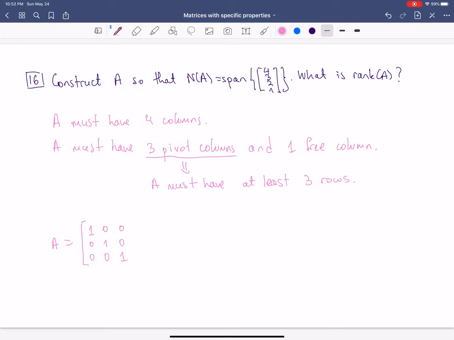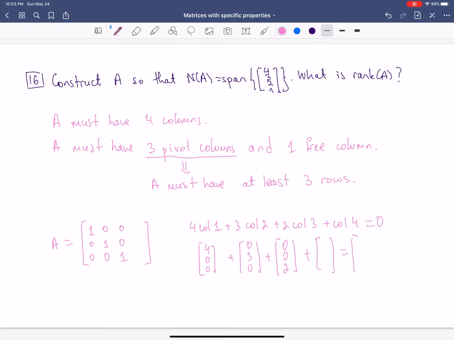So I can always choose the first 3 columns to be the pivot columns. They don't have to be. This is not the only way to combine these columns, but it's just one way. And what do we know? How can we figure out the last column? Well, the linear combination, so this vector, it tells us that 4 times column 1 plus 3 times column 2 plus 2 times column 3 plus column 4 must be 0. So now if I substitute here and just start adding up, I have 4, 0, 0 plus 0, 3, 0 plus 0, 0, 2 plus column 4 must be 0, 0, 0.